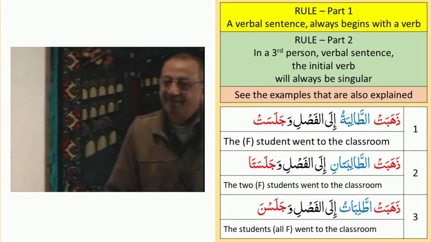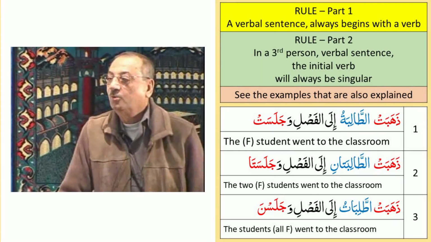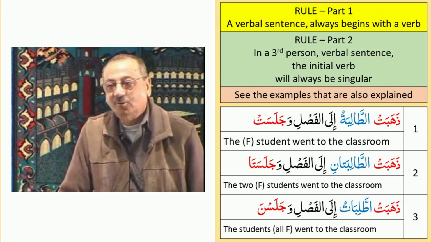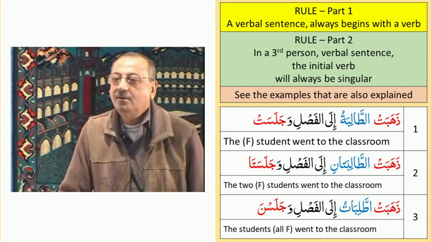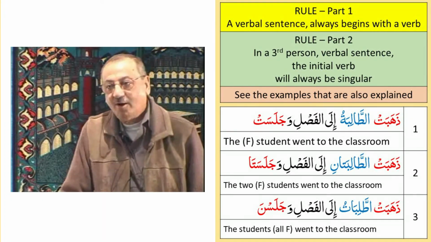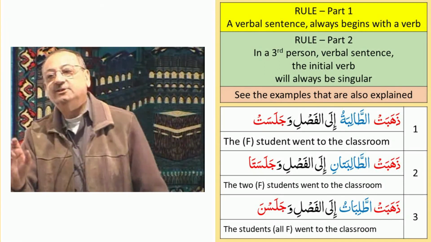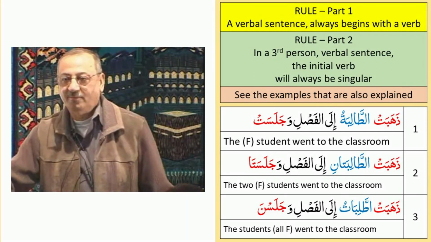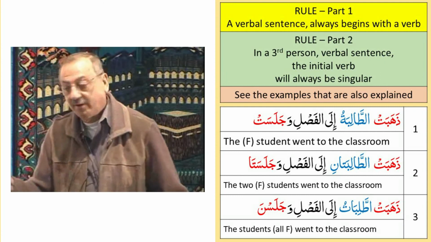That's all. In a third person, when you start a new sentence, you will always start with a singular verb. Mudhakkar or muannas. That's it. Mudhakkar or muannas. Always. And then afterwards, when you continue, then you will use the proper form referring to the fa'il before. See?